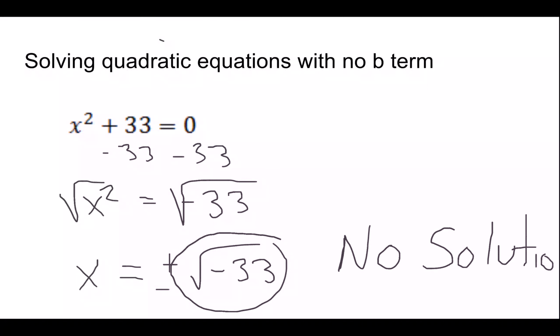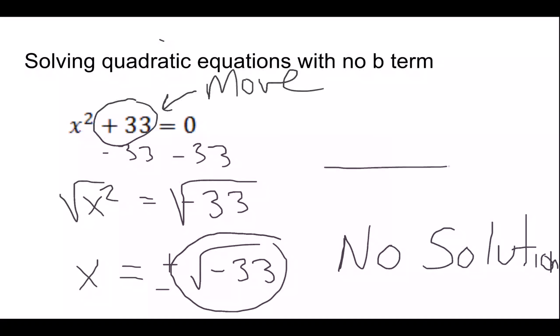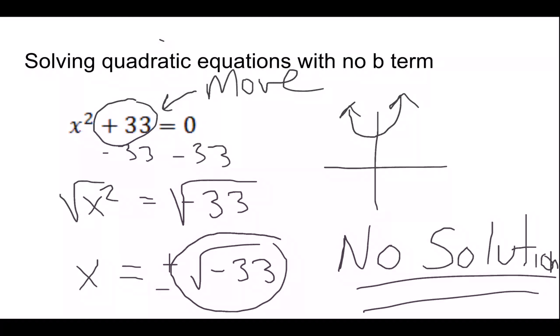That makes sense because if you remember from our transformations, that plus 33 means move it up 33 spaces and face it upwards. So this graph is up 33 spaces, so it's like up here, going this way. There's no way it's ever going to cross the x-axis, so it definitely would be no solution. So try some of these first problems and see how you can do.